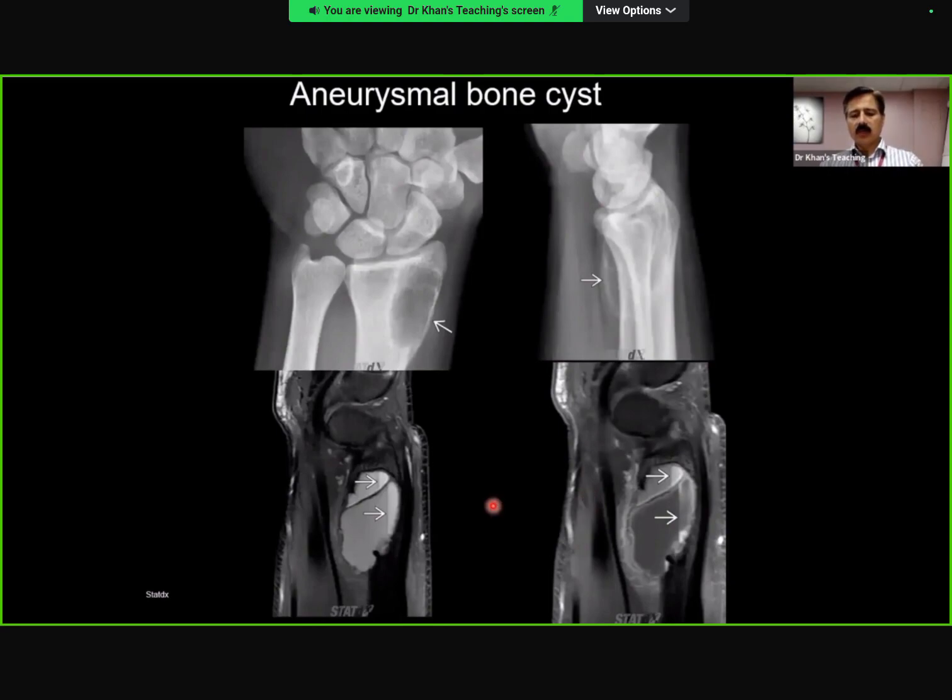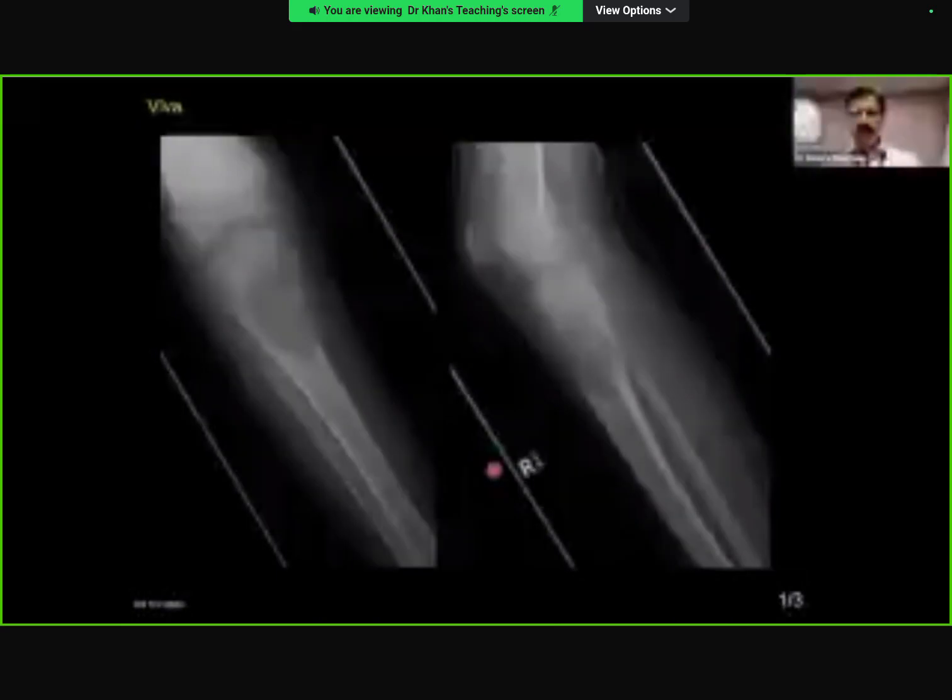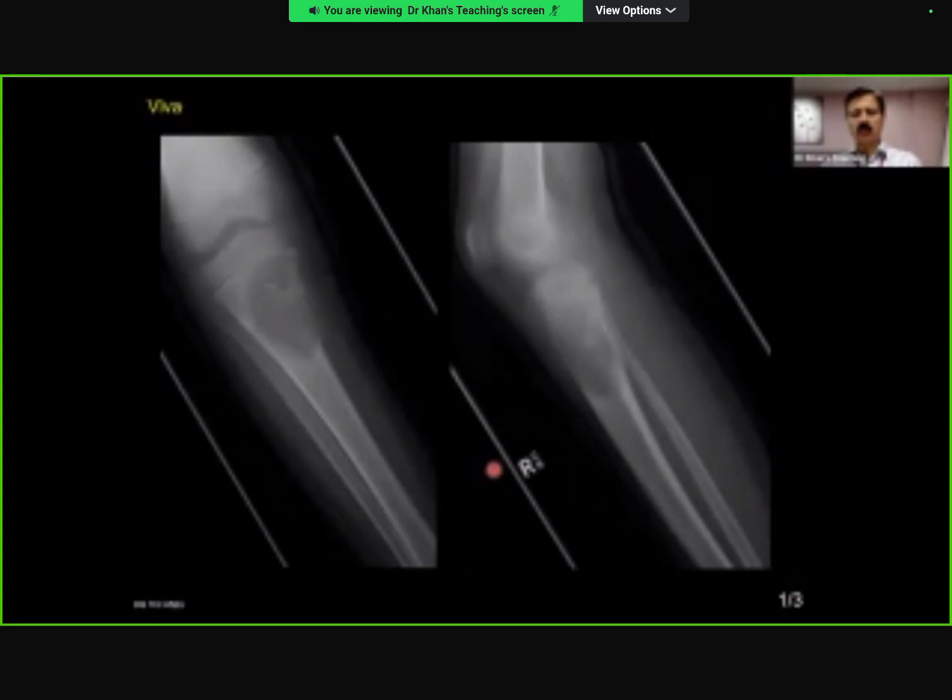So actually, I'll give you another case for a specific purpose. This is another aneurysmal bone cyst, and this one has got a fracture. Why is it aneurysmal bone cyst? Because it is eccentric. It is not central. Otherwise, a simple bone cyst will be top differential.